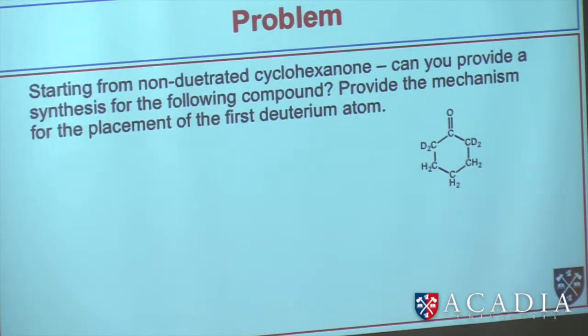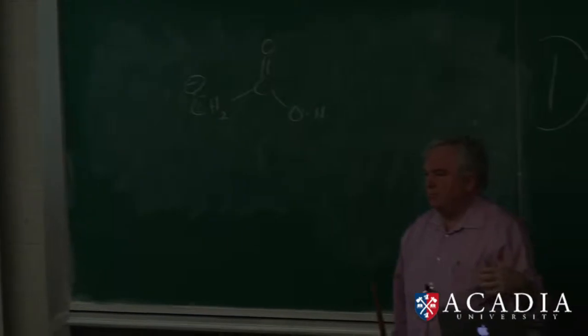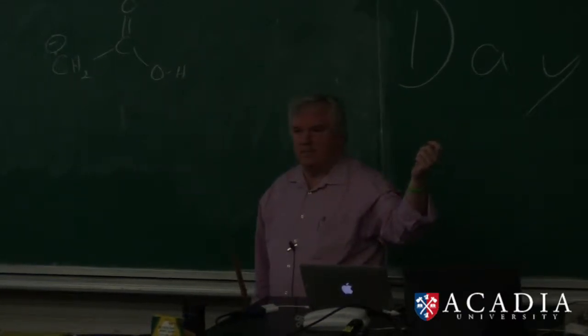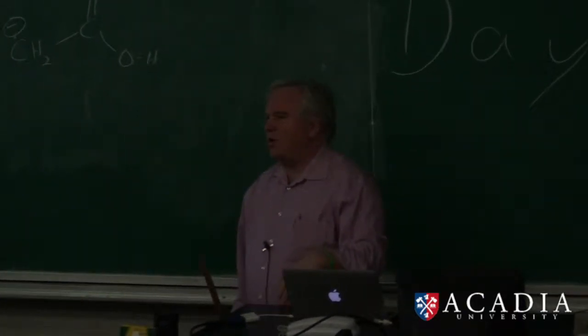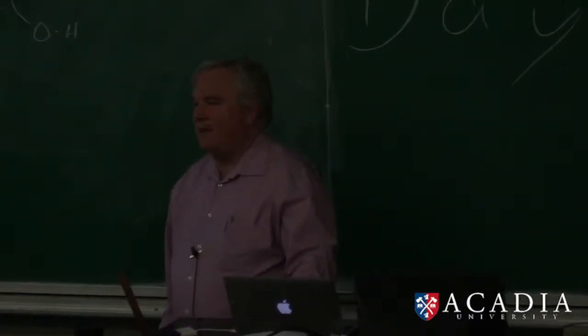Now normally, how many people know what deuterium is? Okay, deuterium is just hydrogen, but what's different about deuterium from normal hydrogen? It's got a neutron, that's right. So its atomic mass is 2 instead of 1. So it's twice as heavy.